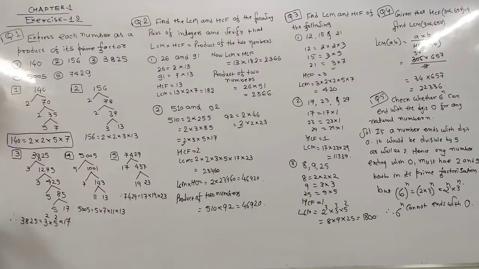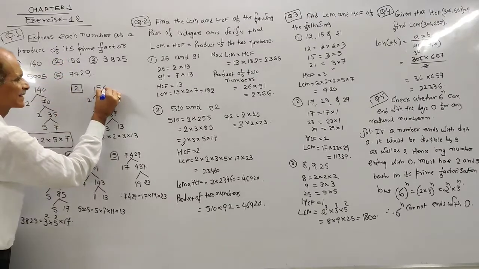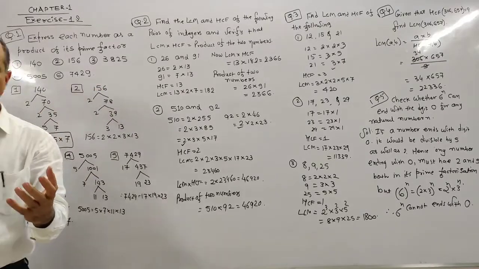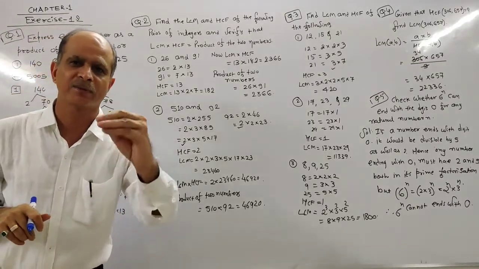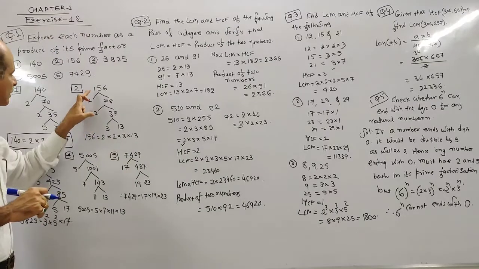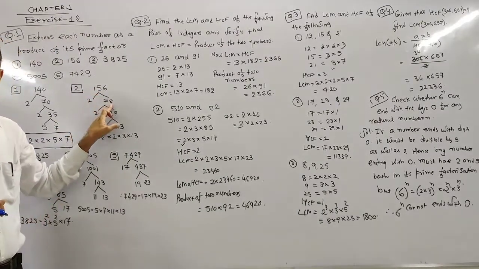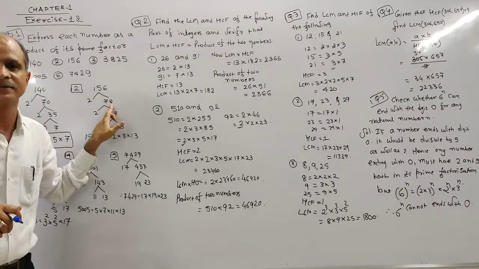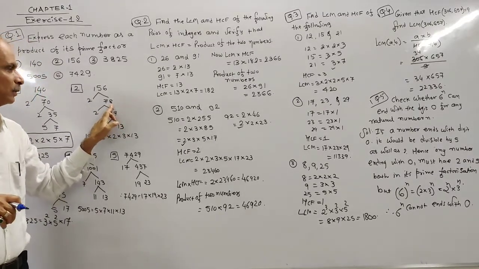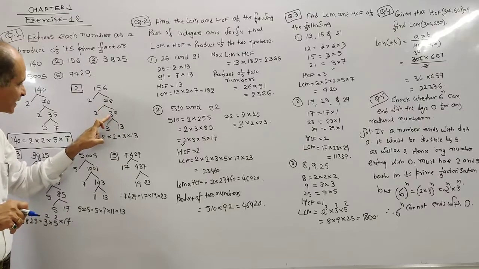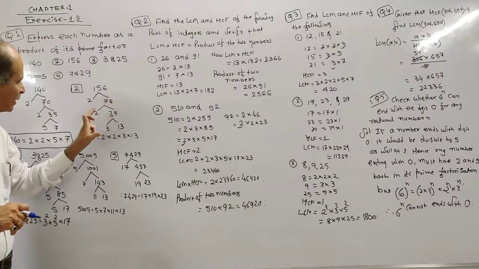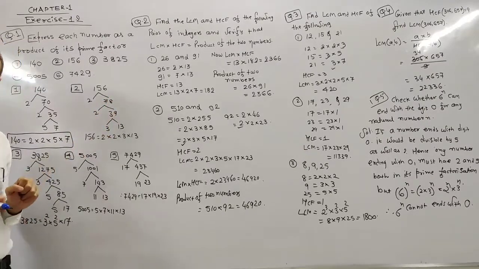Very simple example. Now let me start the second example, that is 156. You know the last digit is 6, an even number, so this number is divisible by 2. So 2 7s are 14, 1, 6, 2 8s are 16, 78. Again the last digit is 8, divisible by 2. So 2 3s are 6, 1 carry, 8, 2 9s are 18.